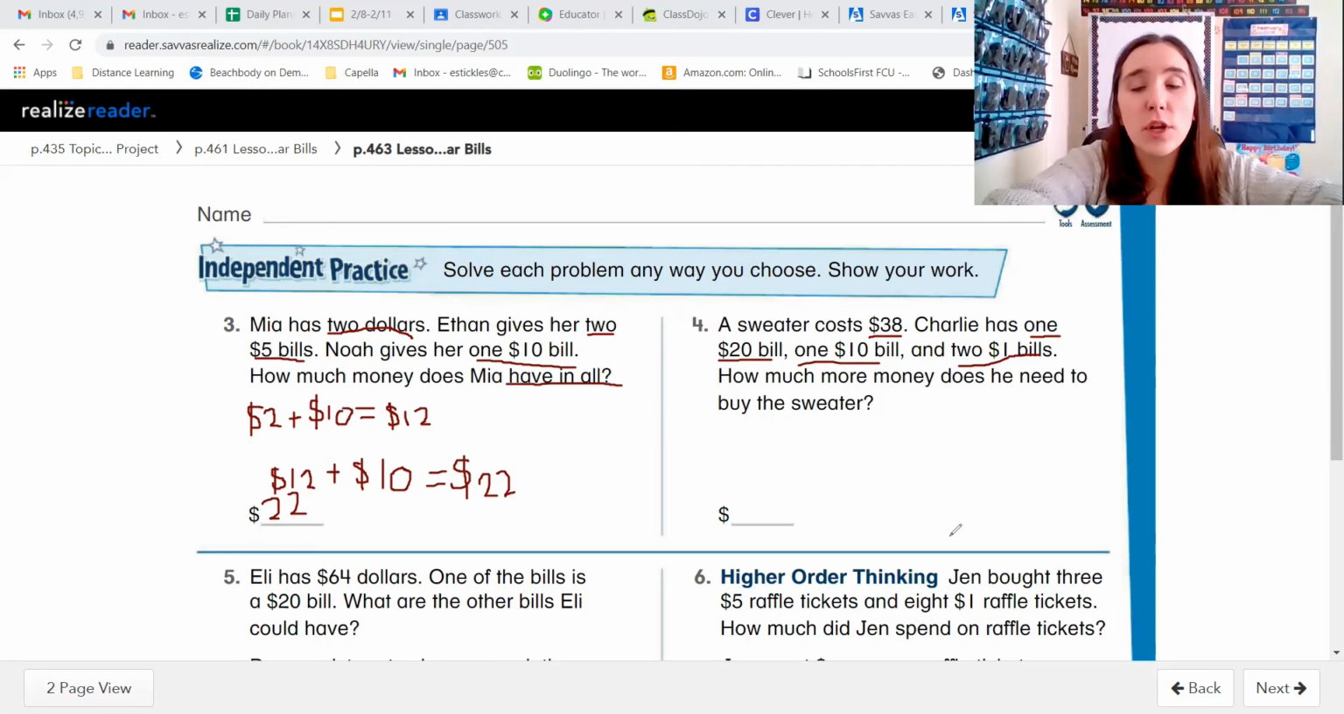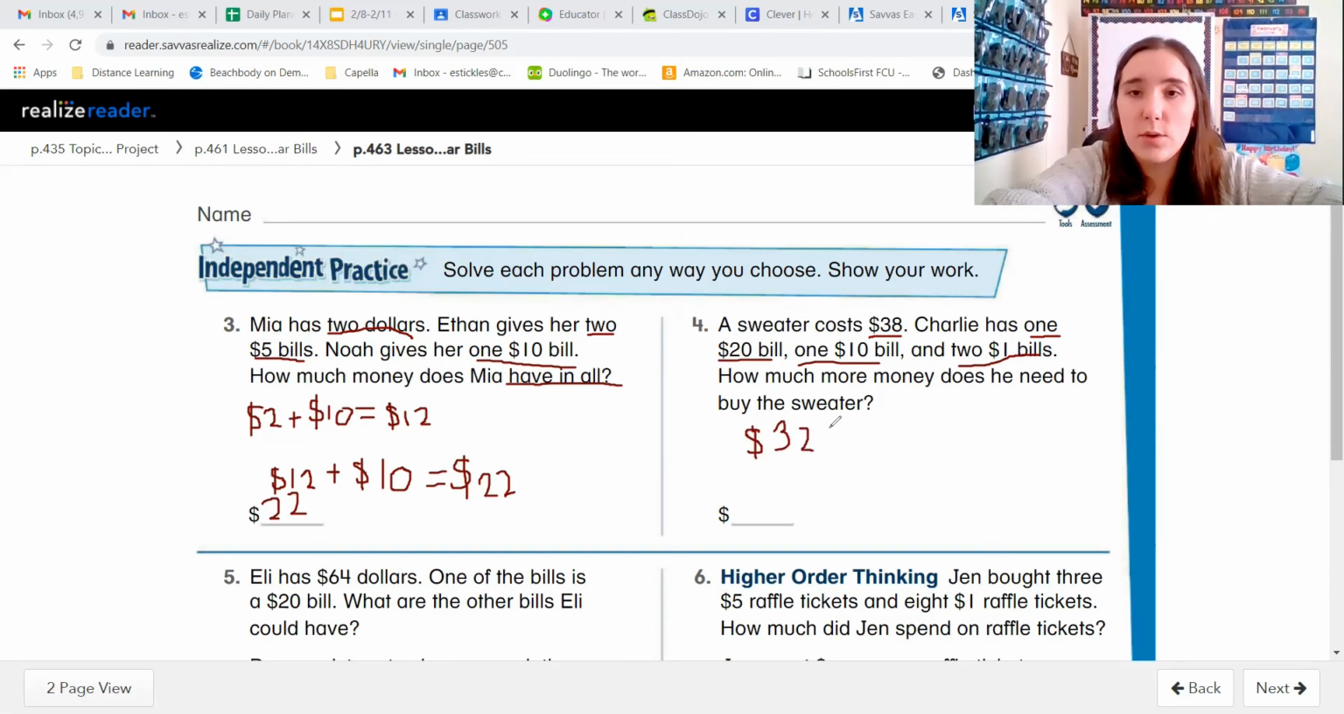Okay, so you know what I'm going to do? I'm just going to add up my bills kind of in my head. Ready? Check it out. I know I have $20 plus $10 plus $2 because there's two $1 bills. And I know 20 plus 10 equals 30, plus two more would be $32. So I know that Charlie has $32.